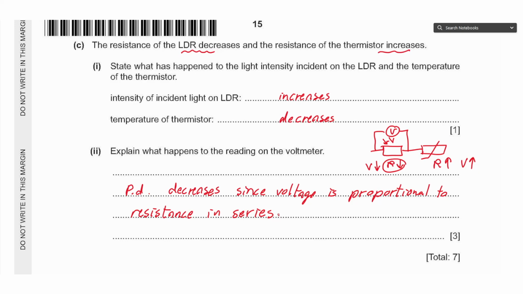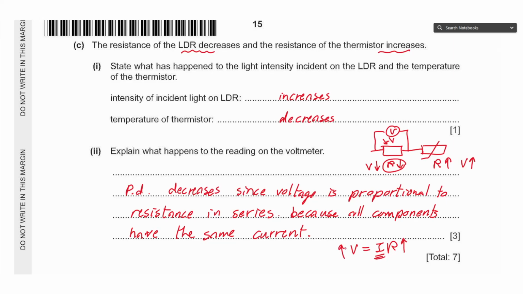But we have 3 marks here, so we need to give an extra piece of information. Why is the voltage directly proportional to resistance in this case? Because all components have the same current, according to the equation V equals IR. So if I is the same, as R increases, V increases. As R decreases, V decreases.